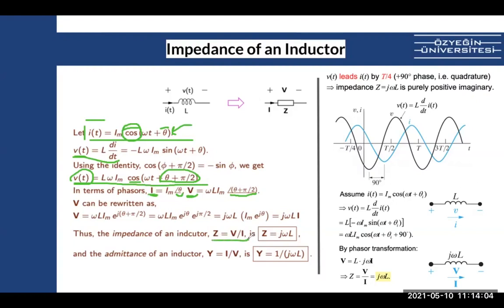Voltage phasor divided by current phasor gives you j omega L, and this is the impedance of the inductor. So it's a complex number and there is no real part of it. So the impedance of an inductor is j omega L. And if I ask you, can you draw the voltage and the current on the inductor?